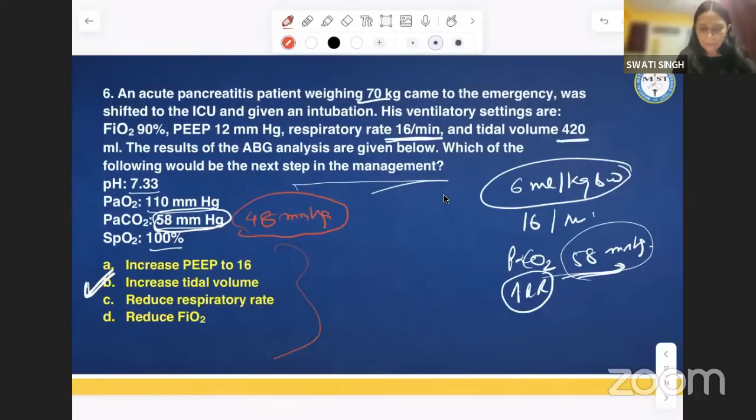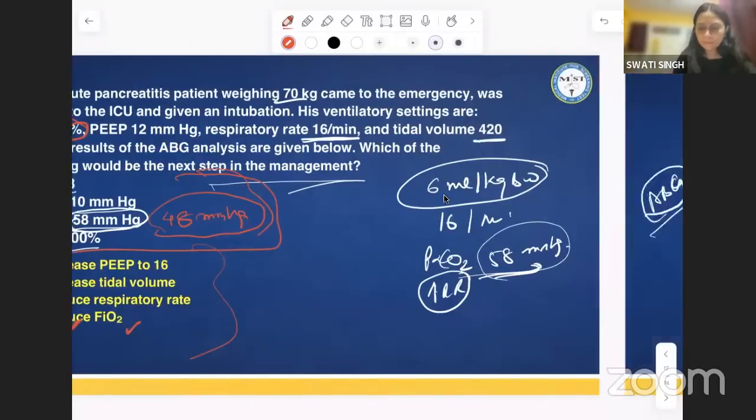Now every parameter is normal in my next question. So what will I do? What FiO2 are we giving to the patient? 90%. Now this 90% FiO2 is very high and toxic. I will try to reduce the FiO2. So if everything is normal, we try to reduce the FiO2. The answer would be reduce FiO2 if the ABG had been normal. But in my question, the ABG was abnormal, PaCO2 was on the higher side, so I first try to correct the PaCO2 by increasing the tidal volume.